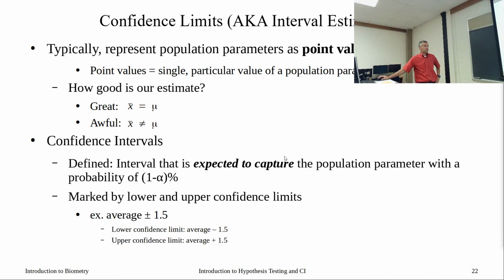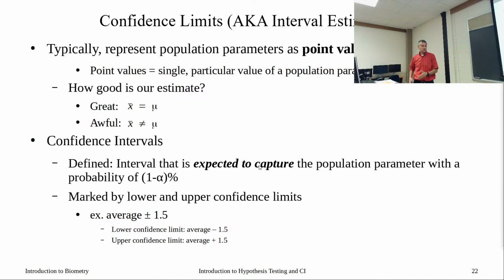Now note the actual phrase: expected to capture. We didn't say that our true value is going to fall inside of this interval a certain percentage of time. Because if we say that it falls within that interval, it implies that our population parameter can change, and it can't. Our population parameter is fixed. What changes is our estimate, is our x bar, our sample statistics. That's what changes. So it's very specific that we're saying this interval can capture our true value a certain percentage of time.